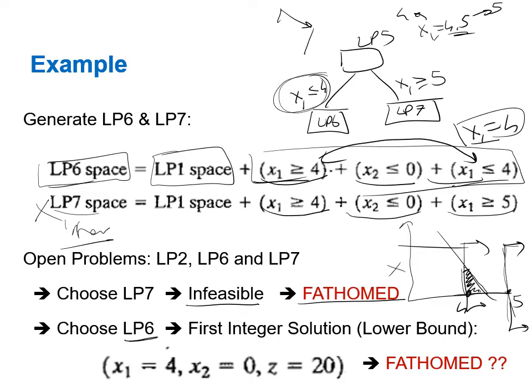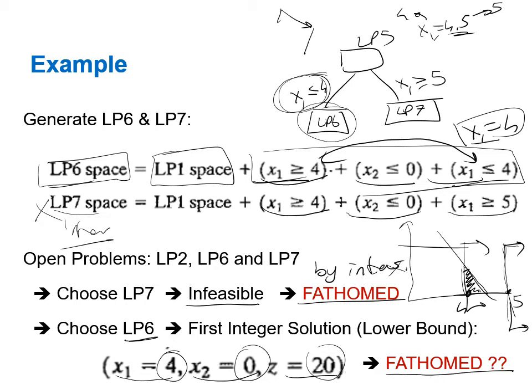We return back to LP6 and we find this solution. As you can see in this solution, x1 is 4, x2 is 0, and z is 20, and this is an integer solution. And since it is integer, we fathom it. The reason for fathoming here is by infeasibility. The reason for fathoming here is by optimality. We found an integer solution. This is our first integer solution.